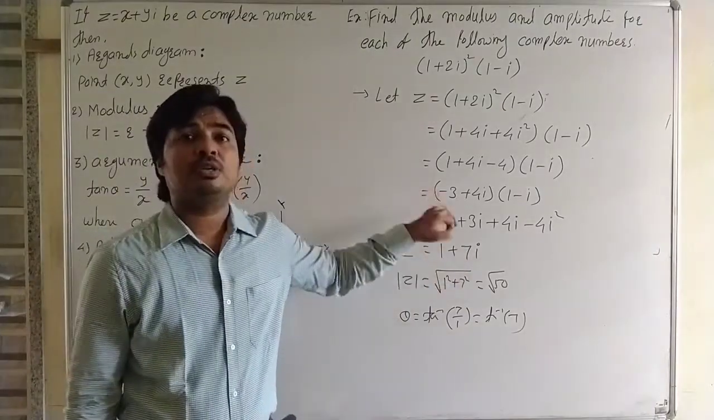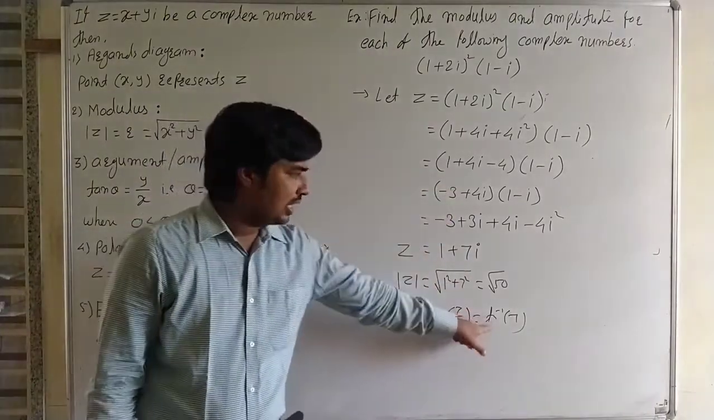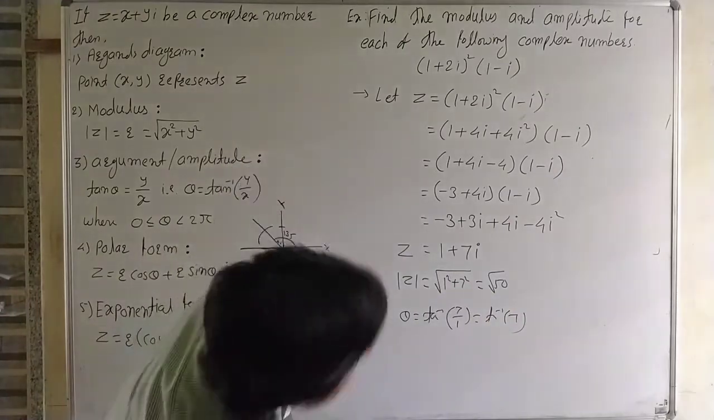This point lies in the first quadrant. Therefore theta is equal to tan inverse of 7. Okay, now this is the next.